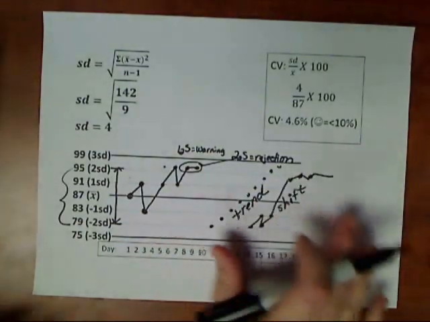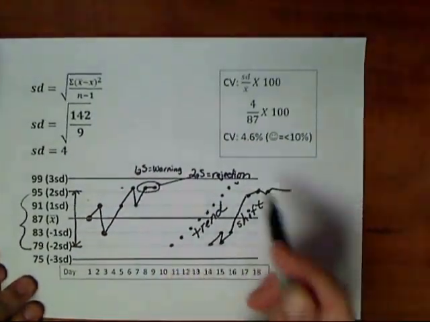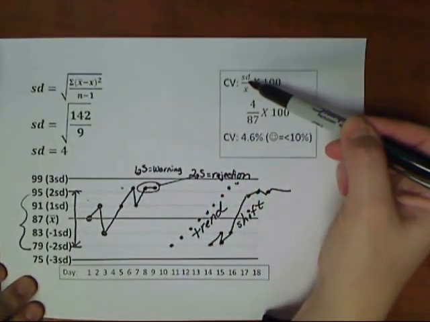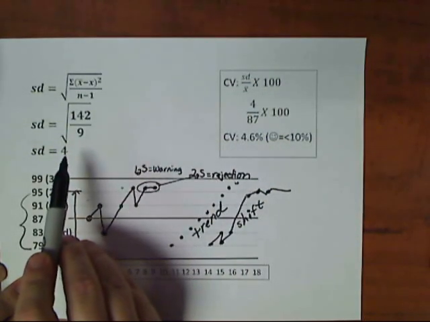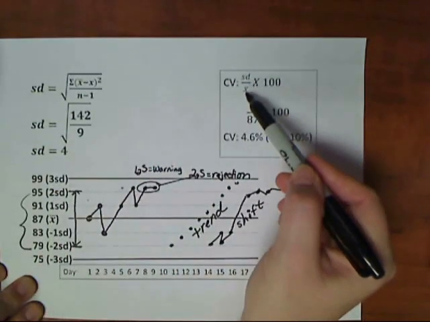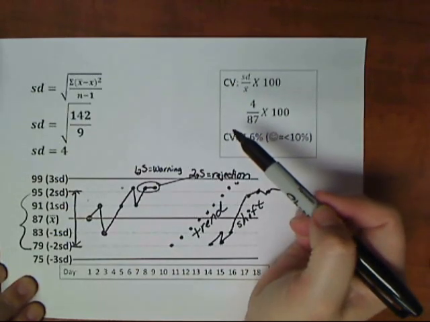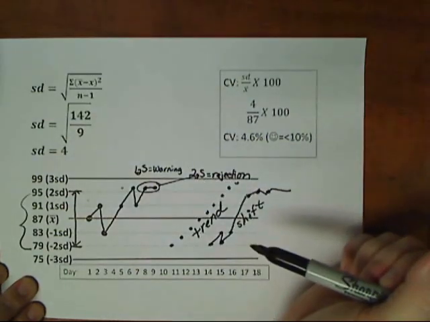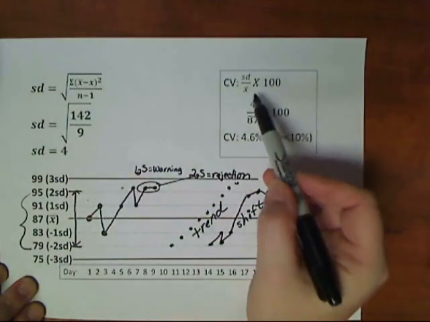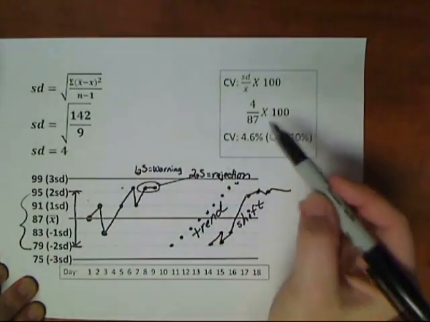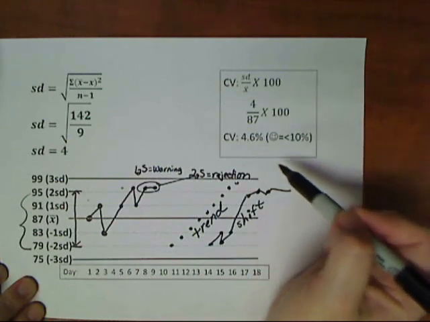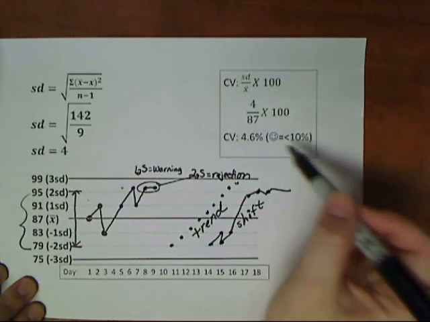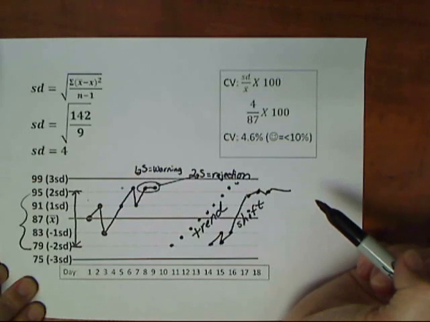Let's see where we are with this one. In order to calculate the coefficient of variation, you need to take your standard deviation, which is what we found down here, that was 4, divided by your mean, which we know was 87 from the following page, times 100. So we take 4 divided by 87 times 100. Our coefficient of variation is 4.6%. That is good because we like to keep it less than 10%.